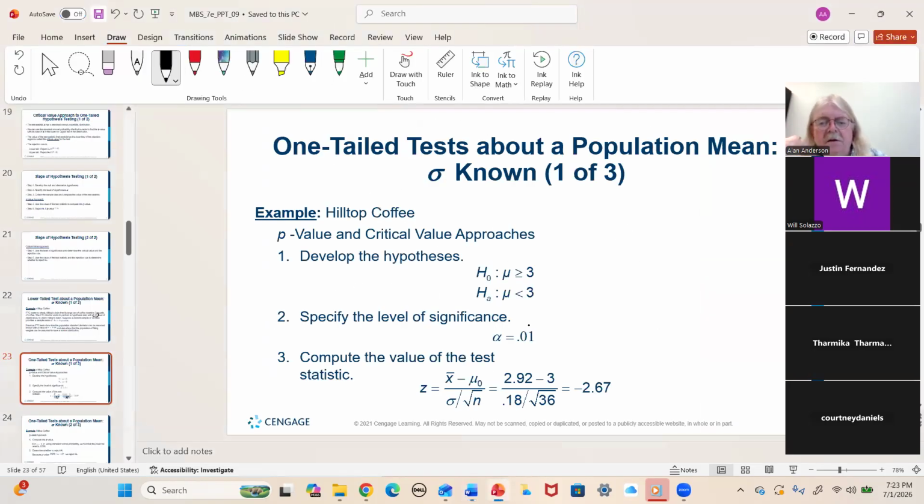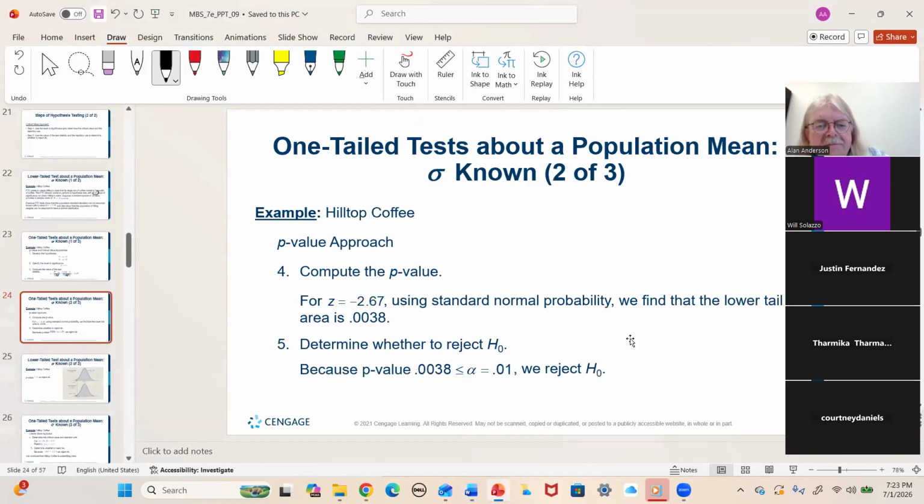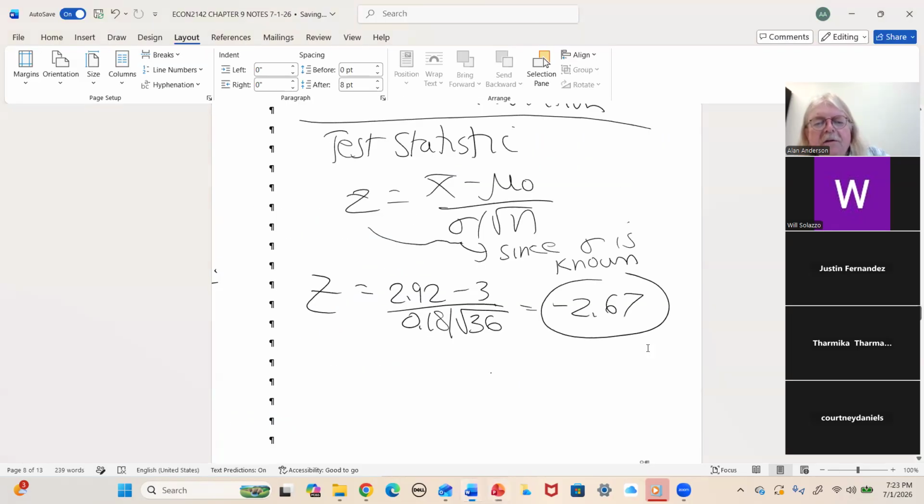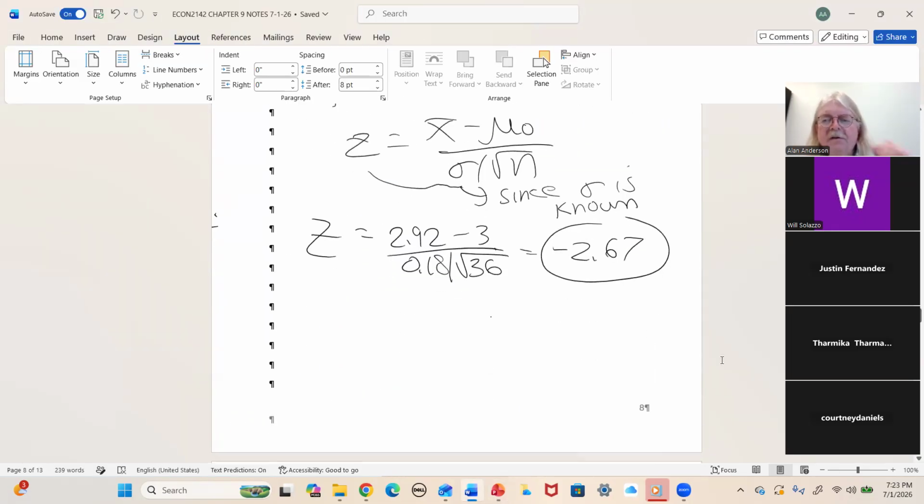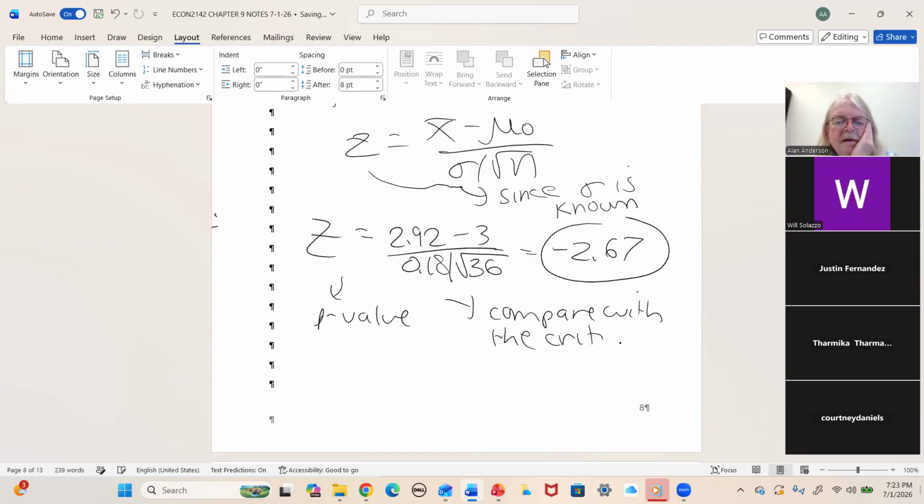Now, what do we compare that with? Well, at this point, we can do one of two things. We can go in two different directions. We can use the p-value, or we can compare it with the so-called critical value. Let's see what the p-value approach is all about.